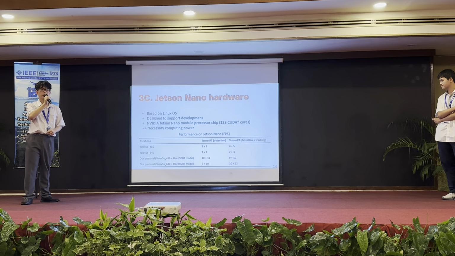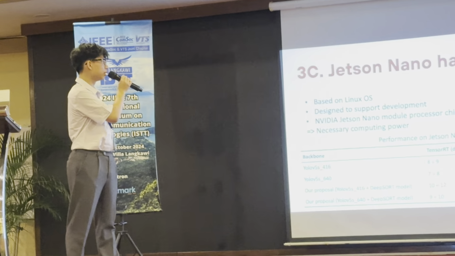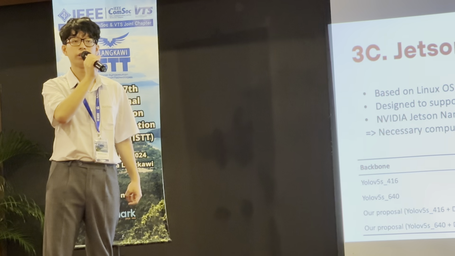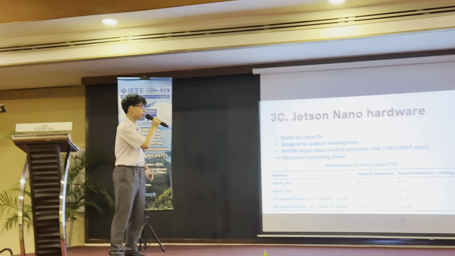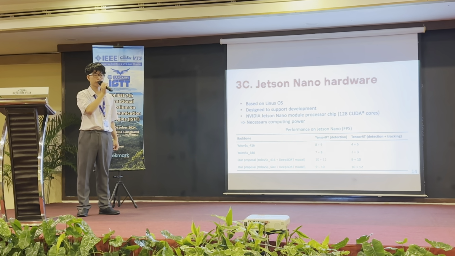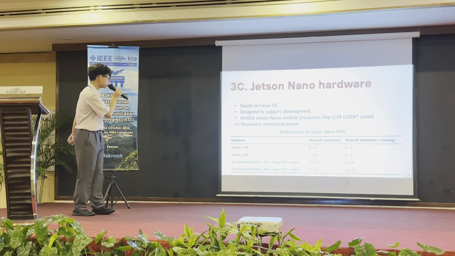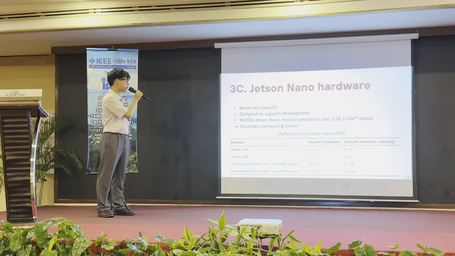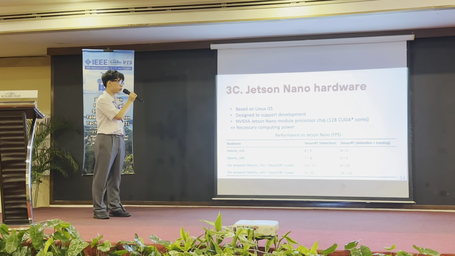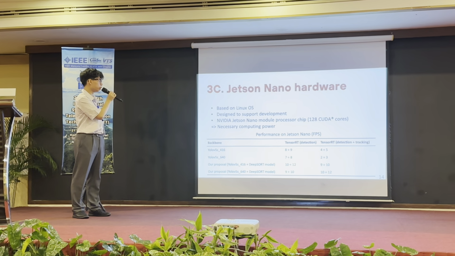Next, we will talk about the Jetson Nano hardware. It is based on the Linux operating system, and there's a reason the Linux operating system is used in many artificial intelligence purposes. It's because it is designed to support development into the Internet of Things, which is basically everything that's contained, such as embeddings or detections. The Jetson Nano uses an NVIDIA Jetson Nano model processor chip with 128 cores, which gives it the necessary computing power.